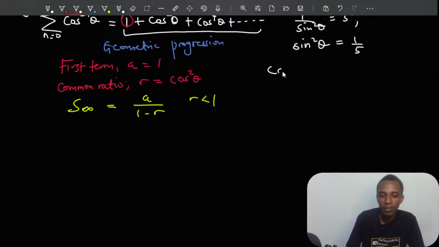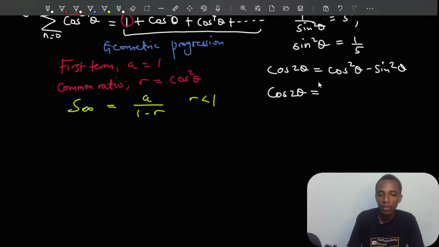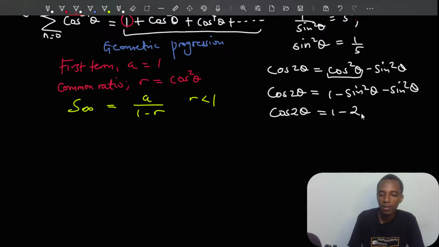So I'll just derive this from first principles. Cos 2 theta is cos squared theta minus sine squared theta. So I have sine squared theta, which I want to get rid of. So I'll substitute for cos squared, which is 1 minus sine squared theta, minus sine squared theta. So you have cos 2 theta as 1 minus 2 sine squared theta.